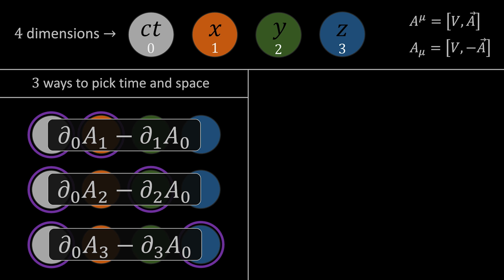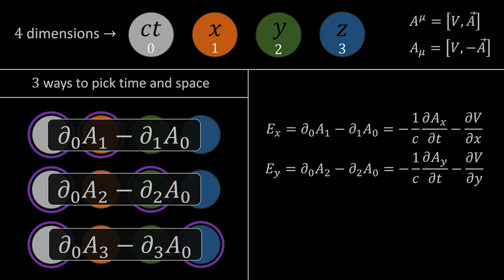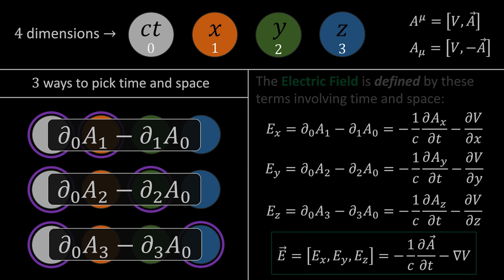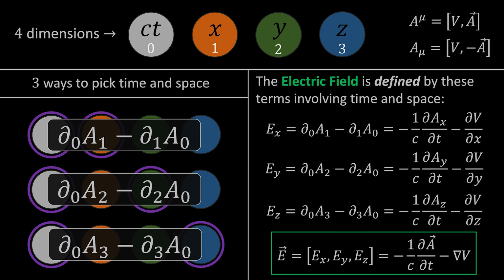And so naturally, we can compile those 3 scalar fields into a 3-dimensional vector field. Because the one involving x is just going to be the x component, and the one involving y is just going to be the y component, and the one involving z is just going to be the z component. And this vector field is what people have been calling the electric field.